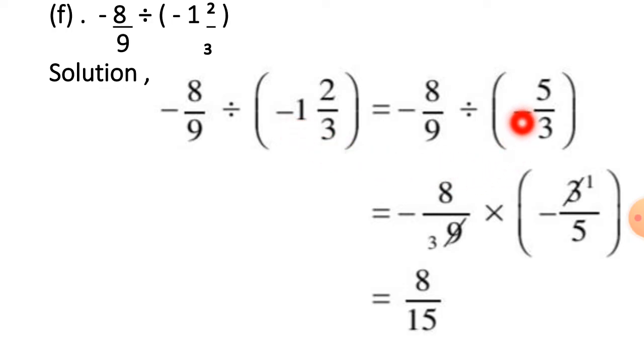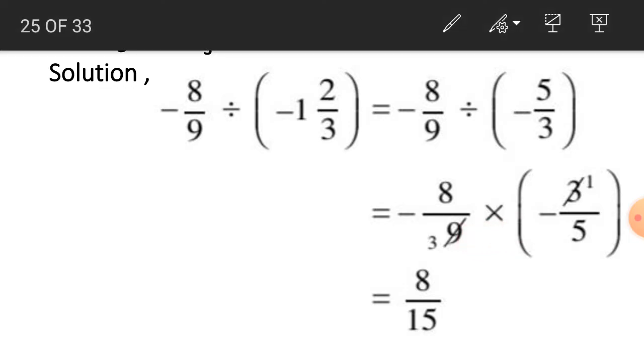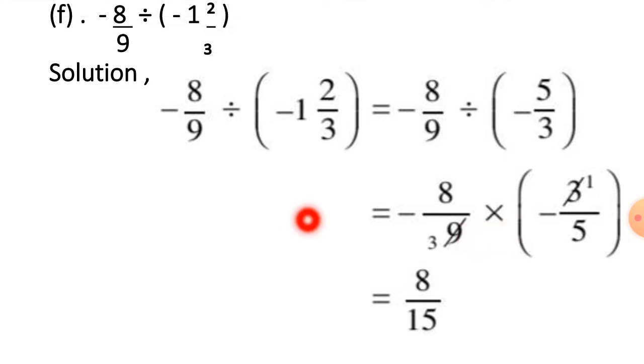The minus sign is also present, no changes with the minus sign. Minus is also present here, and the minus sign is also there. The division sign is going to change to multiplication, and the denominator will go to the numerator, and the numerator comes into the denominator. It becomes 3 over 5. So in the table of 3, 3 ones are 3, 3 threes are 9, and we are going to multiply these numbers. 8 ones are 8 and 5 threes are 15.